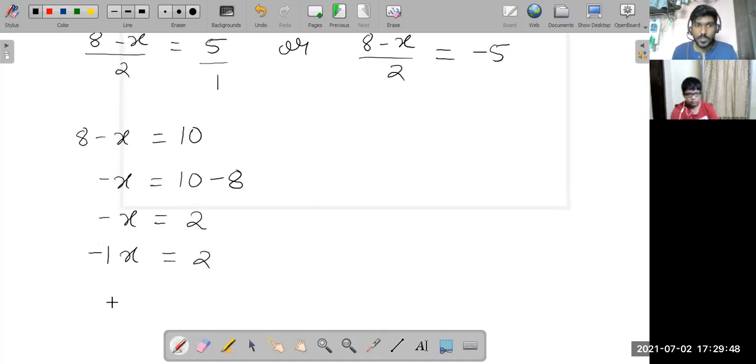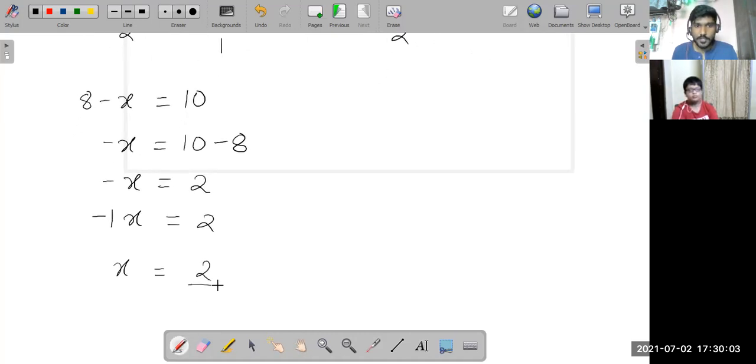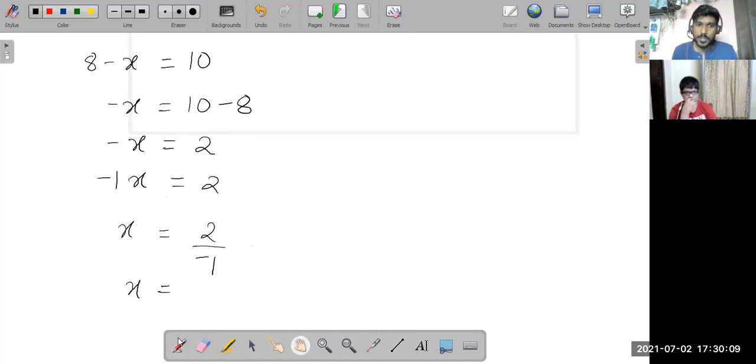So what will be the value of x? 2, sir. Just 2? But are you forgetting about this minus sign? Minus 2. So you can write it like this: 2 divided by minus 1, because minus 1 you'll take to the other side. And 2 divided by minus 1 is nothing but minus 2. Clear? Any doubts here? Yes, sir.